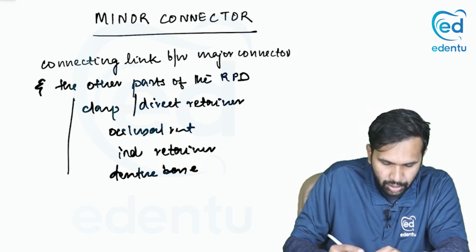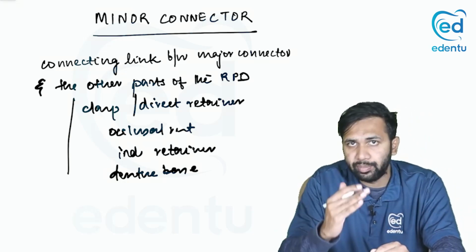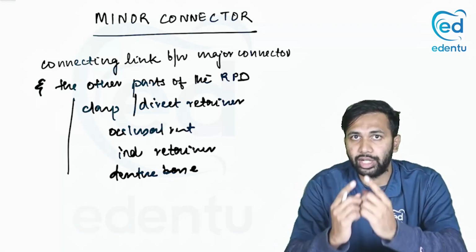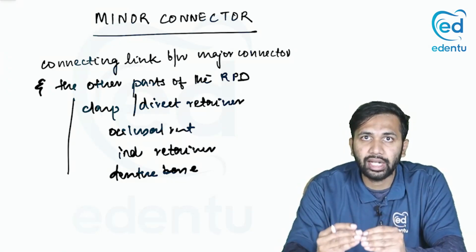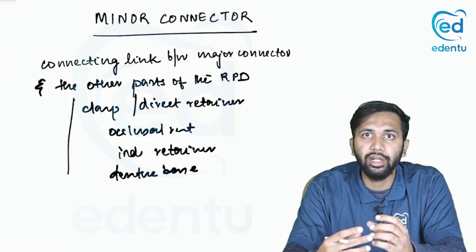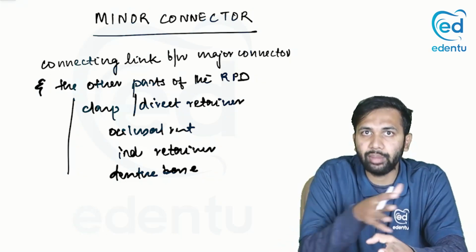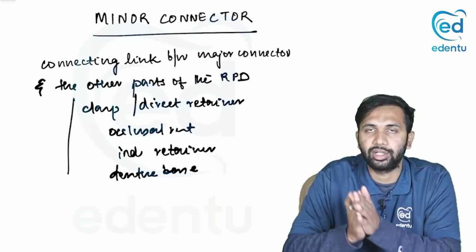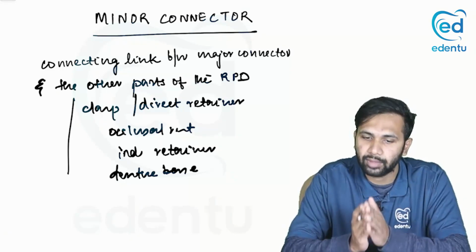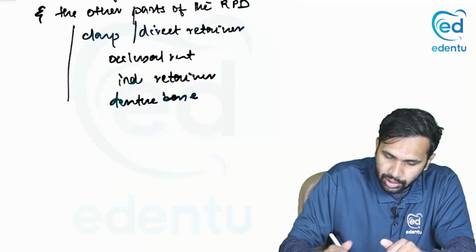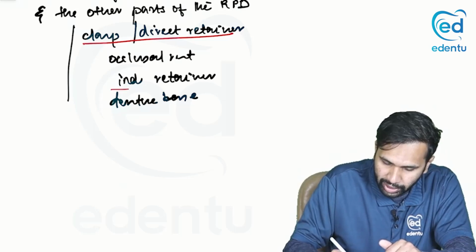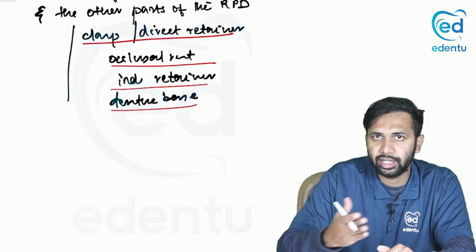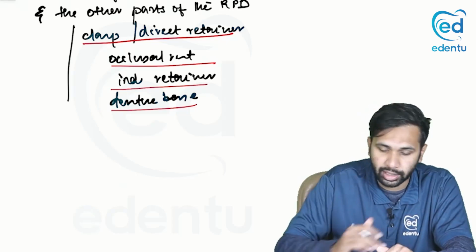Right? So what does the major connector do? It connects the part on one side to the other side, right? Unification, what we have discussed. But what the minor connector does is connect all the other parts of your RPD to the major connector. It joins everything else to the major connector. That is what is called a minor connector. So it connects your clasp, direct retainer, indirect retainer, occlusal rest, denture base, whatever. Any part of the RPD is connected to the major connector by the minor connector.